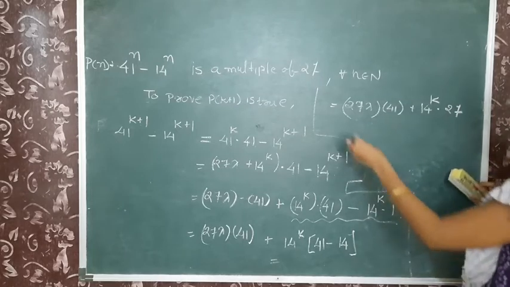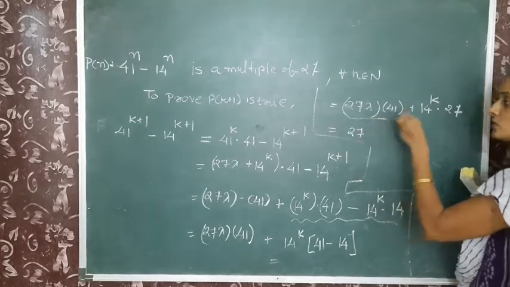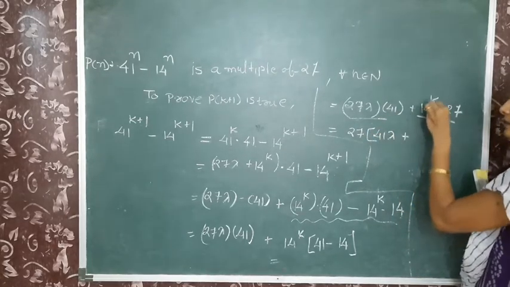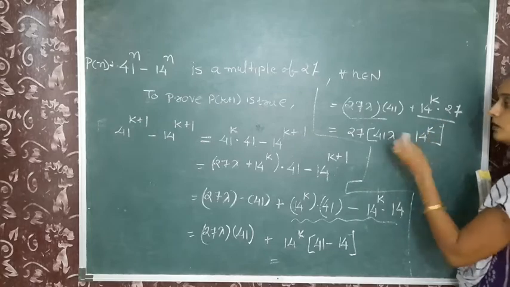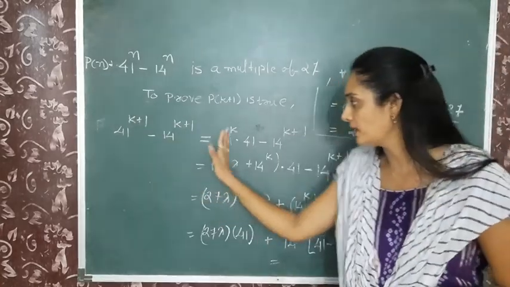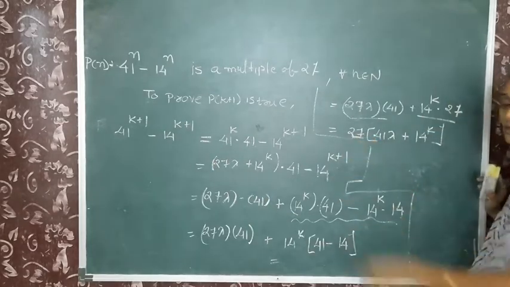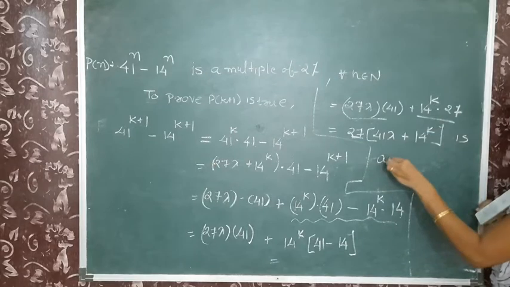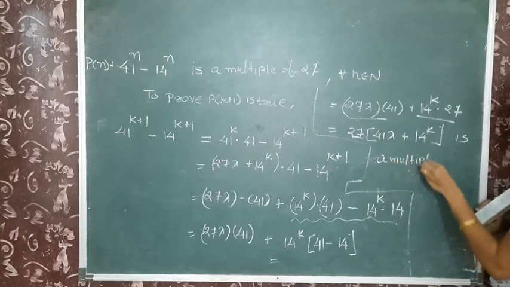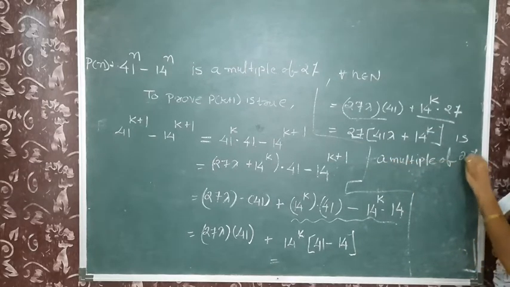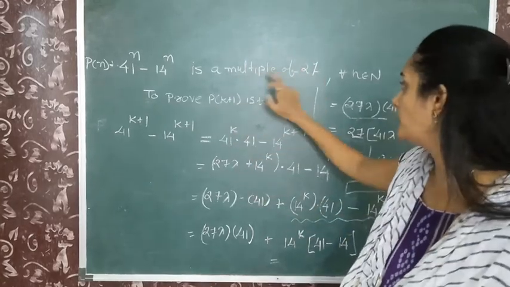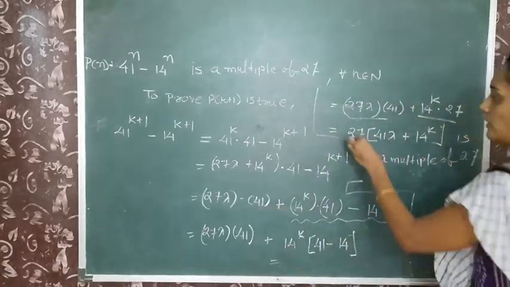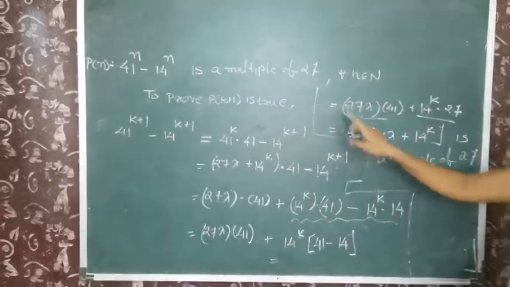Now we can take 27 common from these two terms. So here 41 lambda and here 14 raised to k. Okay. Now expanding these terms, we get 27 as one factor. So we can say it is a multiple of 27. In short, જે ટર્મે મલ્ટીપલ અધરવાઇઝ ડિવિઝેબલ બતાવવાનું હોય આને સોલ્વ કરતા એક ફેક્ટર અહીંયા આવવો જોઈએ.